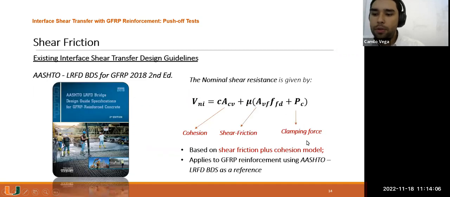And finally, to mention one code with GFRP, in this case it is the AASHTO LRFD BDS for GFRP, second edition. The nominal shear resistance is given by this equation, very similar to the one that we saw in the AASHTO for steel. It's basically because this equation applies to GFRP reinforcement, but using AASHTO BDS as a reference. So the only difference in this equation is the mechanical property of the material, because for the steel we have Fy, but in this case we have ffd, which is the tensile strength of the GFRP.